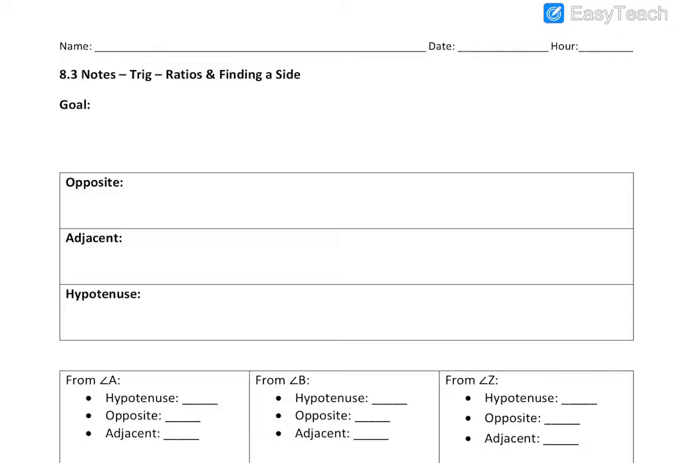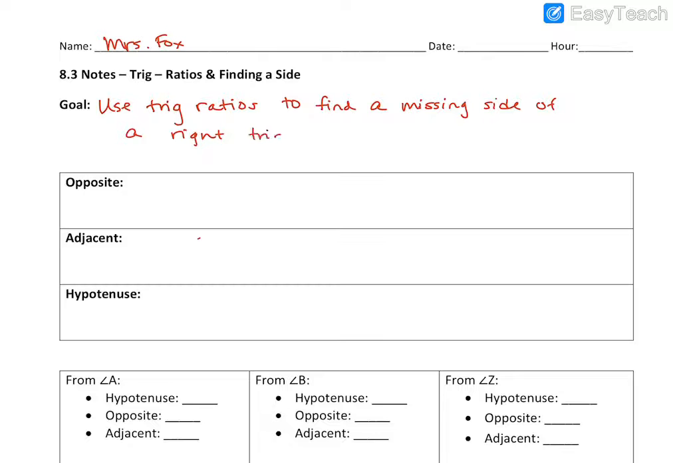All right, we are going to be taking notes on 8.3. And our goal for today is to use trig ratios to find a missing side of a right triangle. These trig ratios that we're working with today only apply to right triangles. They are not for all triangles. So it's very important that when we think about this, it's only going to work with right triangles.